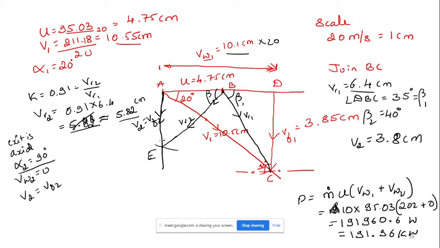Okay. Lastly, the axial thrust now. The axial thrust FA is given by m dot (VF1 plus VF2).